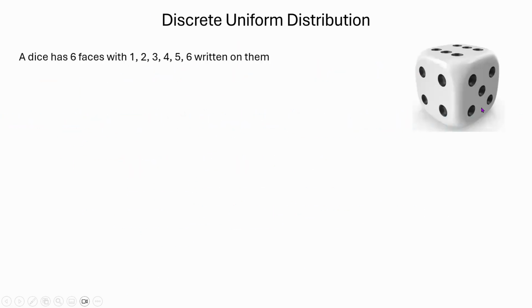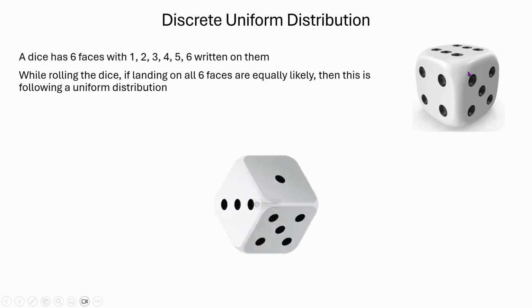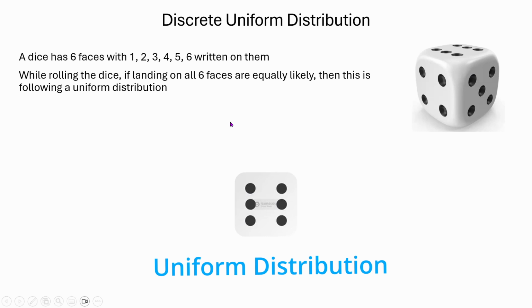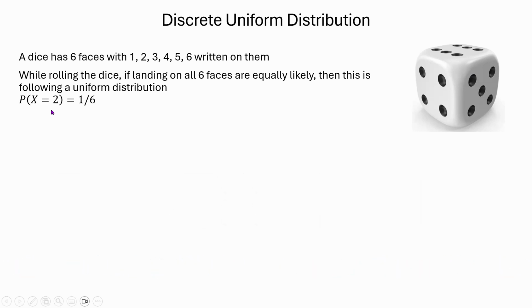Suppose we have this nice dice and there are six faces of this dice. If we now roll the dice, suppose landing on all the six faces are equally likely, then this is following a uniform distribution. That means the probability of seeing an outcome of 2 is going to be 1 by 6. The probability of seeing an outcome of 1 is also going to be 1 by 6. The probability of seeing an outcome of 6 is also going to be 1 by 6. So they are equally likely, and so they are following a discrete uniform distribution.